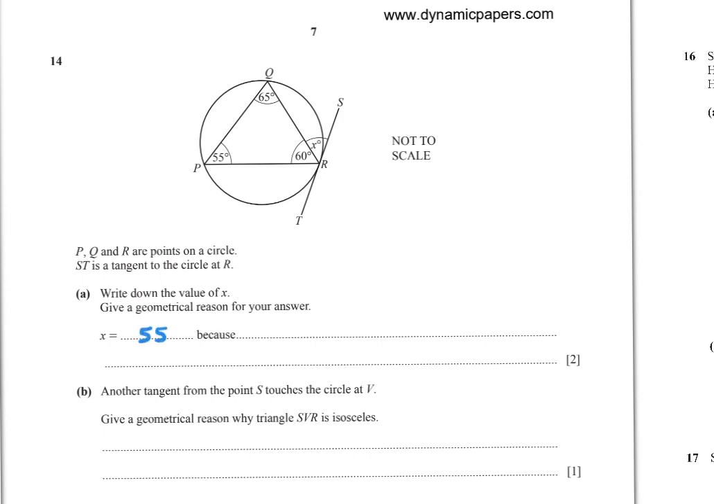Because this is called the alternate segment theorem. The angle of tangency equals the circumference angle, because of the alternate segment theorem.